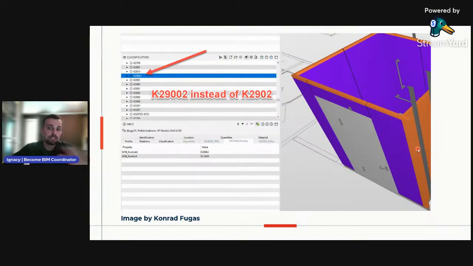Now let's assume that the contractor responsible for K2902 filters all objects under their responsibility, and then uses this data, firstly to count the number of bathrooms they need to mount, and also to prepare a work schedule based on that amount. And secondly, they need to send a list of door numbers to the door automation supplier.